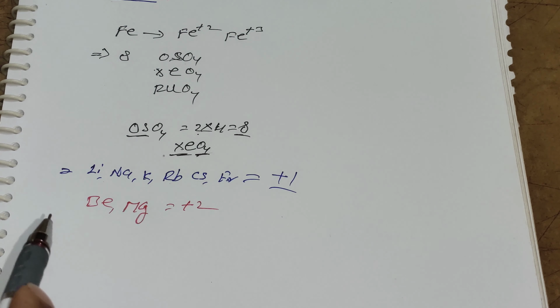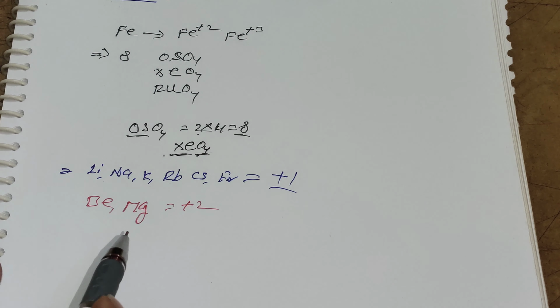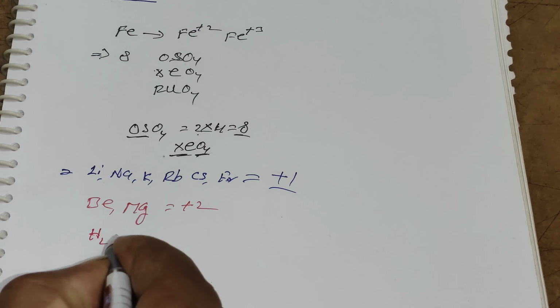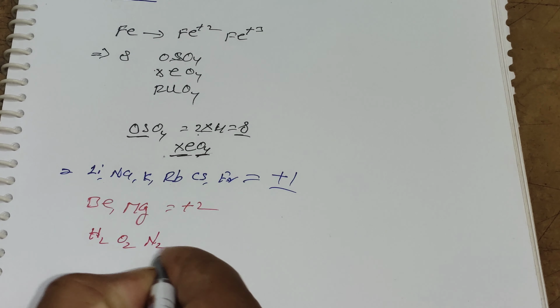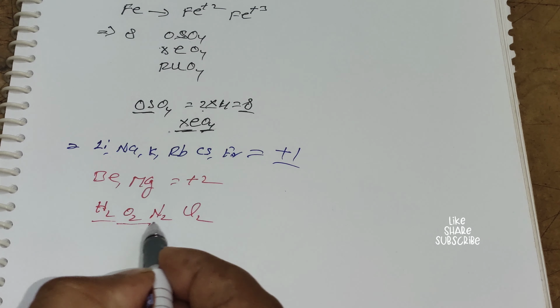And most of the elements in the atomic form or the molecule form, the oxidation state is 0. For example, in H2 or O2 or N2 or Cl2, the oxidation state of those elements is 0.